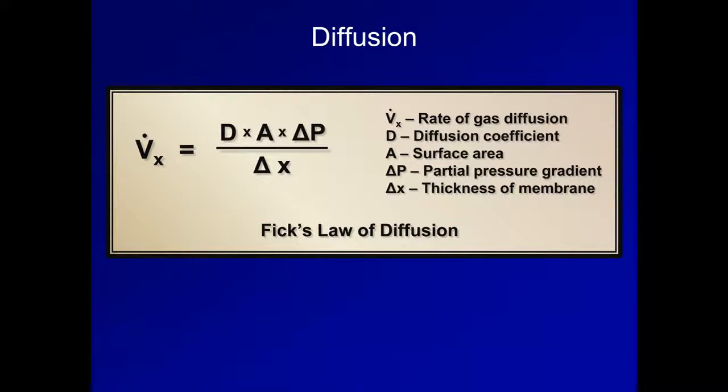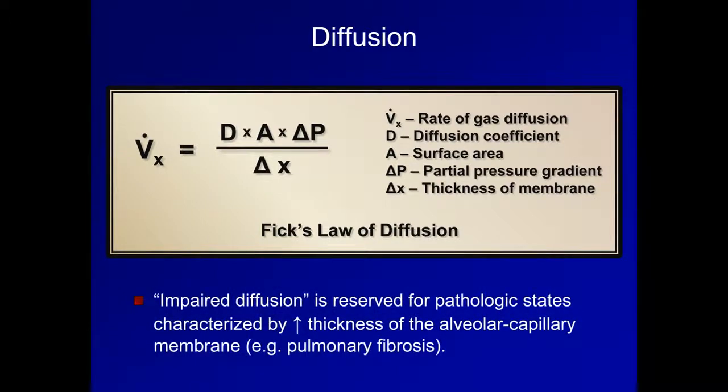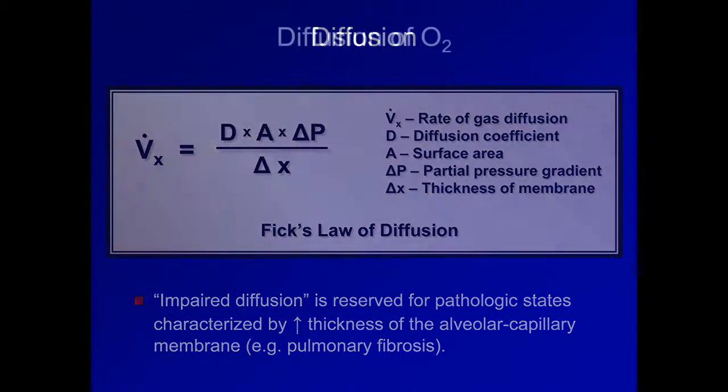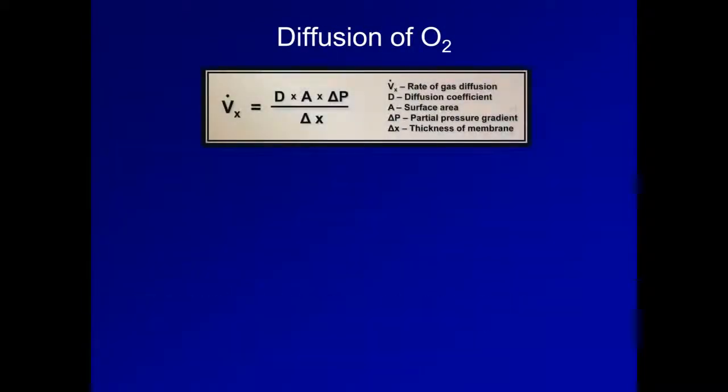Although Fick's law applies to all forms of hypoxemia, the specific term impaired diffusion is generally reserved for pathologic states characterized by increased thickness of the alveolar capillary membrane, such as pulmonary fibrosis. Let's take a closer look at how increased membrane thickness impairs gas exchange. I'm going to reduce Fick's law, but leave it visible so you can still refer to it if you like.